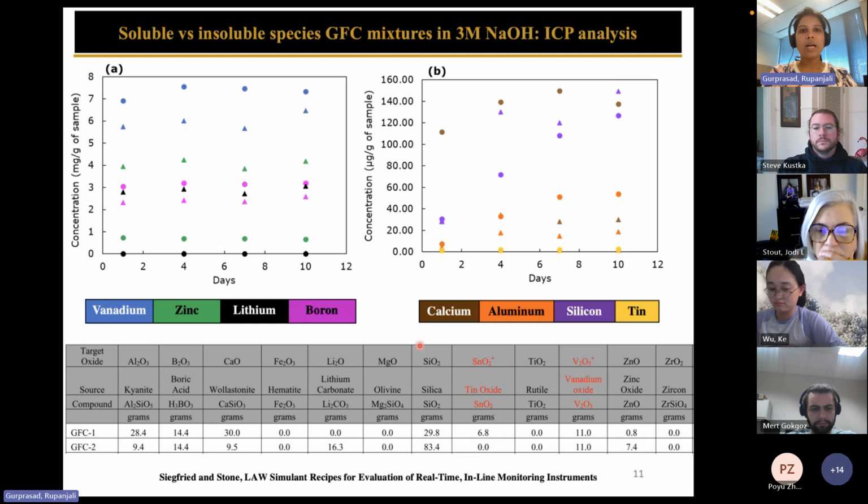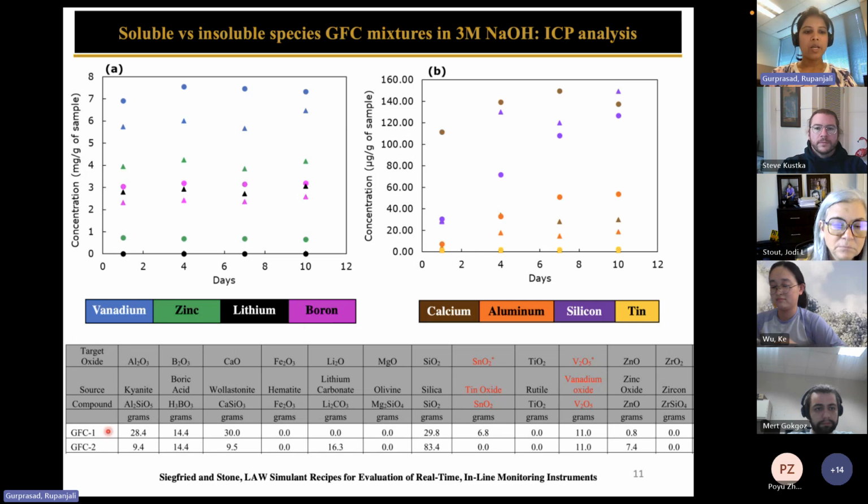We started off by just understanding their solubility in an alkaline solution by inductively coupled plasma spectroscopy. So these are the results from the ICP analysis. And also you'll see, in order to simulate an alkaline environment that is there in the waste itself, we kind of simplified the system and we used a 3 molar NaOH solution instead.